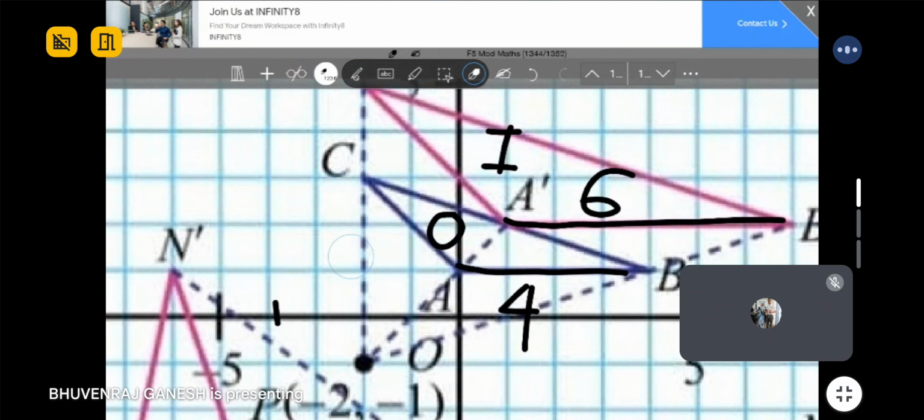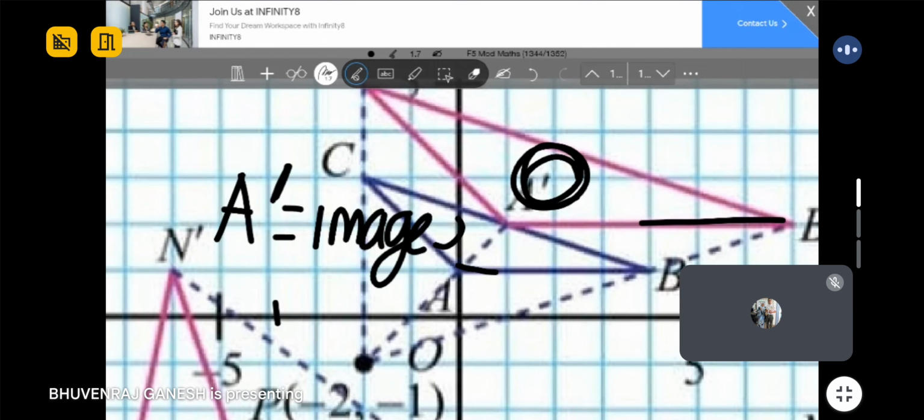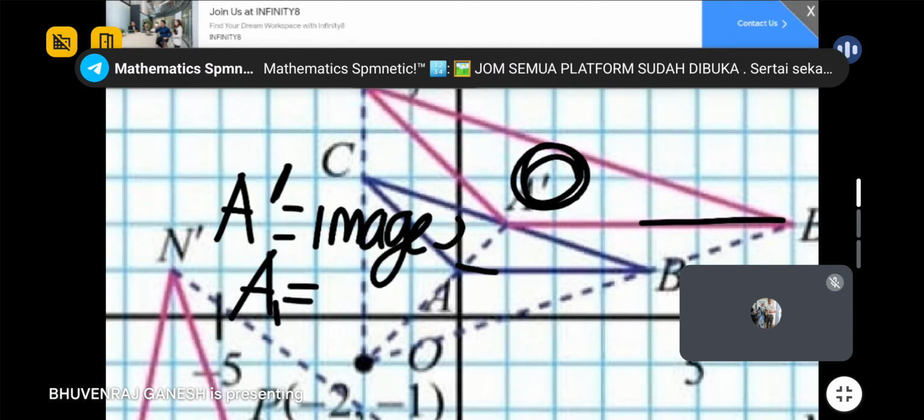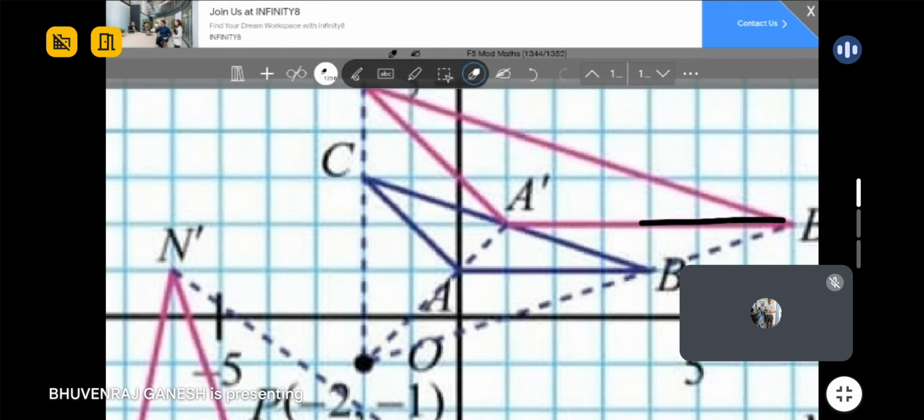Okay, so let me see. Okay, one more thing, right, guys? Take note how to know which one object, which one image. You see the symbol here. Kalau kamu nampak simbol pelengkap, you see the prime. This is called as prime in maths. When you see this symbol, this means image. Like A prime. A prime mean image. A mean object. Okay, they won't tell you in the question. Kamu kena tahu. A prime tu maksudnya image. A tu maksudnya object.